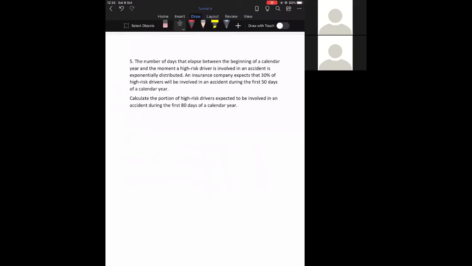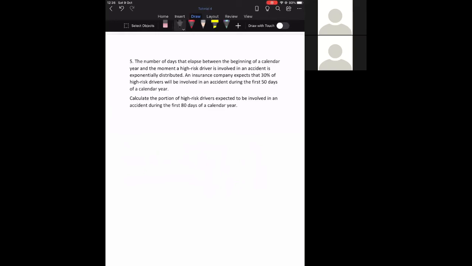Okay, so we're given the number of days that elapse between the beginning of a calendar year and the moment a highest-risk driver is involved in an accident to be exponentially distributed. An insurance company expects 30% of highest-risk drivers will be involved in an accident during the first 50 days of a calendar year. So during the first 50 days, we have a probability of 30% that the driver will be involved in some sort of accident.